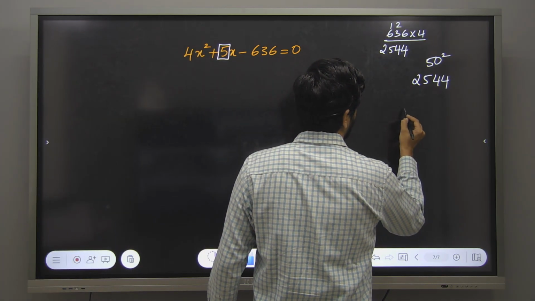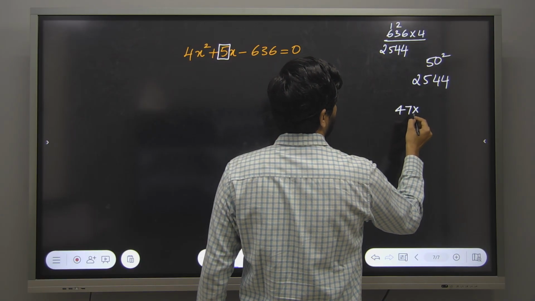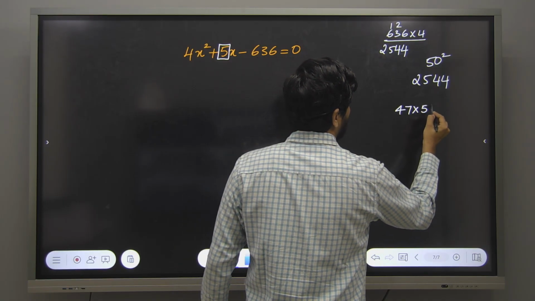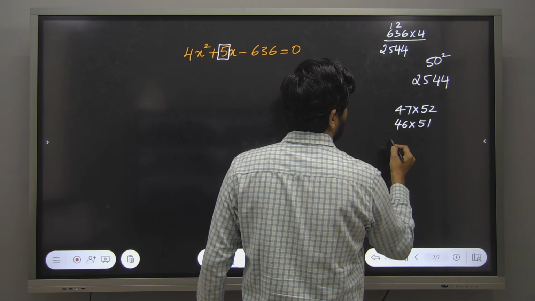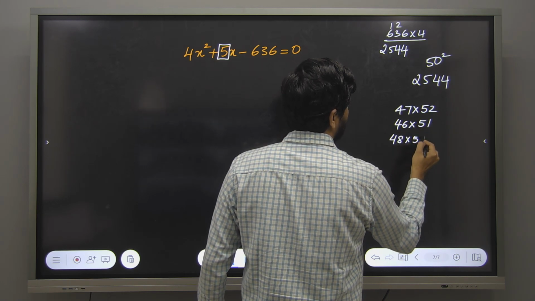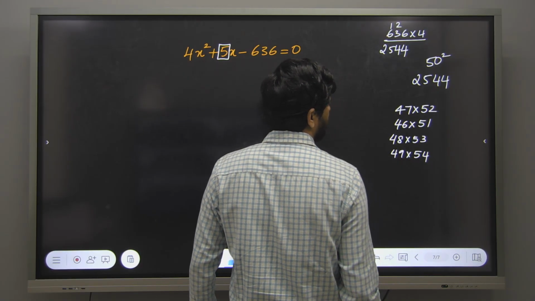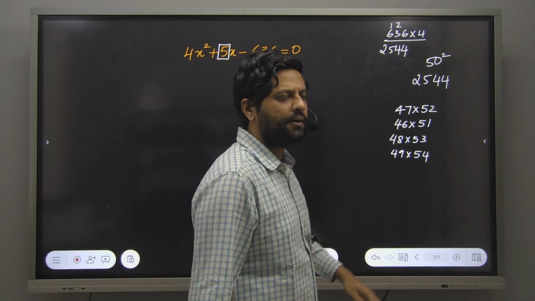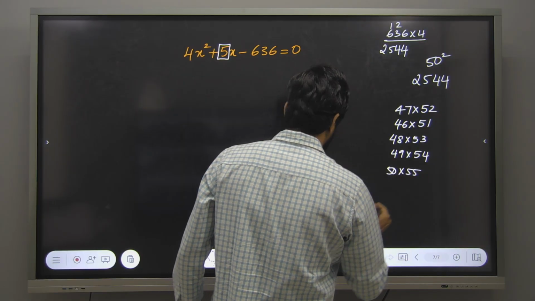So let's start doing it. 47 into, what should I write, if the difference should be 5? 47 into 52. 46 into 51. 48 into 53. 49 into 54. There is no point. 50 into 55, it will become a bigger number. So there is no point going too much ahead.